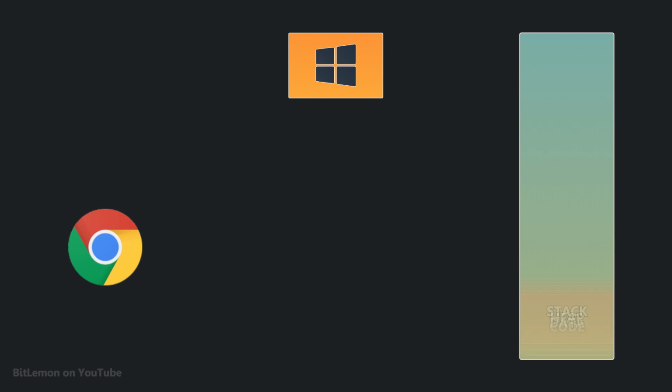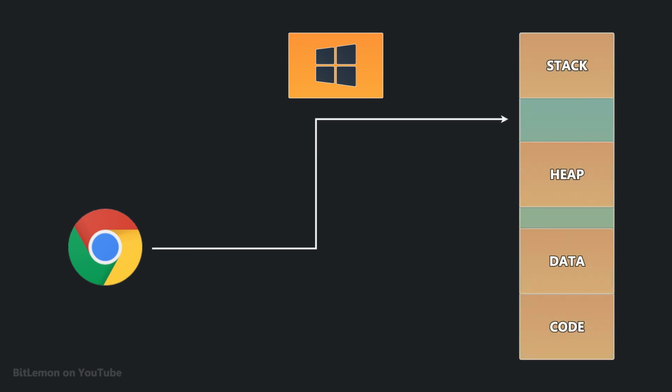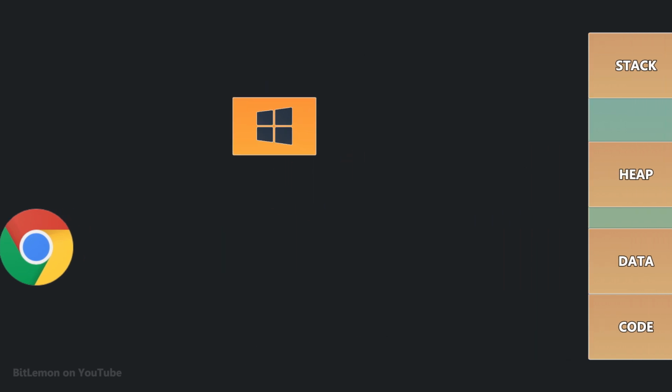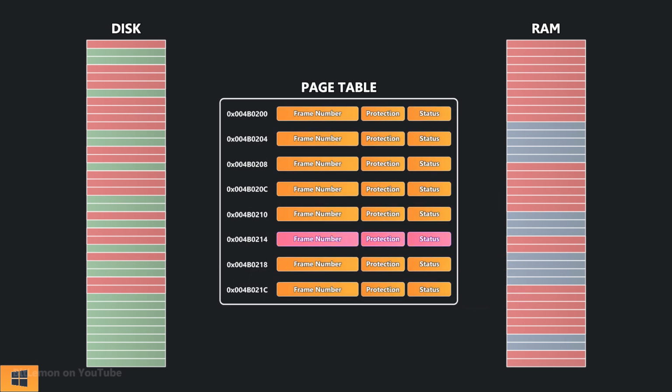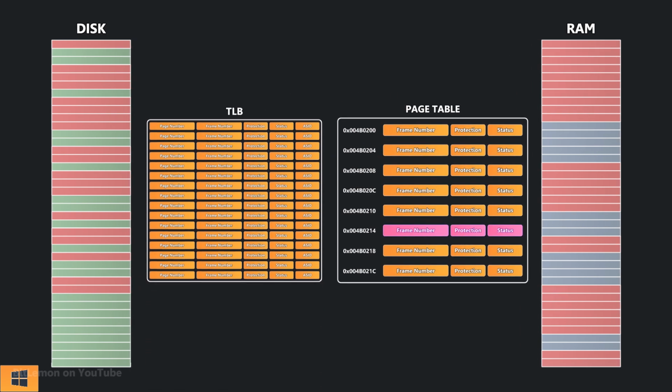When the operating system takes over, it performs checks to ensure that the program isn't trying to access memory that wasn't allocated, a violation often known as a segmentation fault. If everything is okay, the OS finds a free frame in physical memory, loads the requested page from disk, updates the page table with the newly mapped physical address, and finally, the accessed page table entry is copied into the TLB for faster future references.